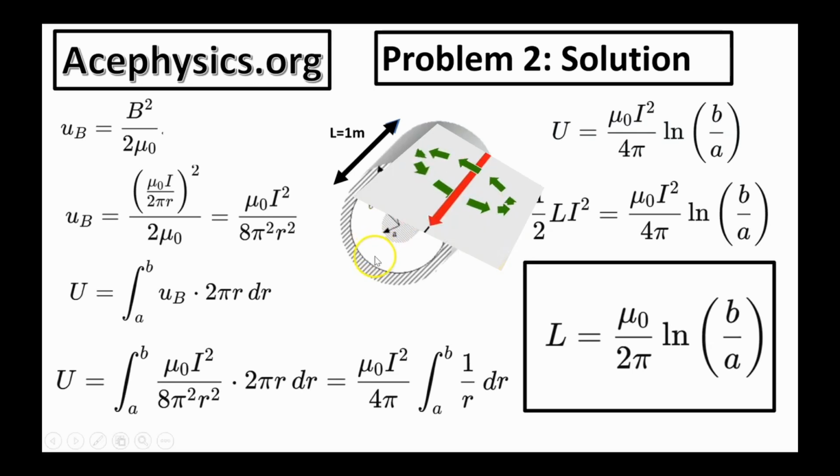The magnetic field energy density inside the coaxial cable is given by B squared divided by 2 mu naught, and that's equal to this formula. The total energy is equal to the magnetic field energy density multiplied by volume. That's going to be the volume between radius A and radius B multiplied by a length of 1 meter. That's going to be the volume of this donut-shaped region.